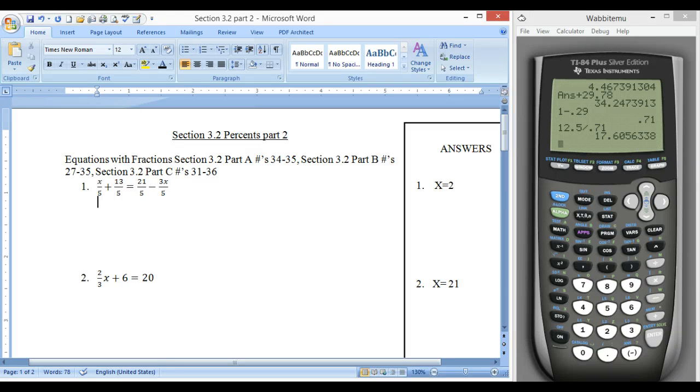Welcome to section 3.2. This does say percents, however, part 2 is working with the equations with fractions, also known as rational equations, rational being fractions. So our first example you'll only find on part A, which has several fractions being added together with a common denominator, 5, 5, 5, and 5. We have two different ways to come about this one, both of them equally fine.